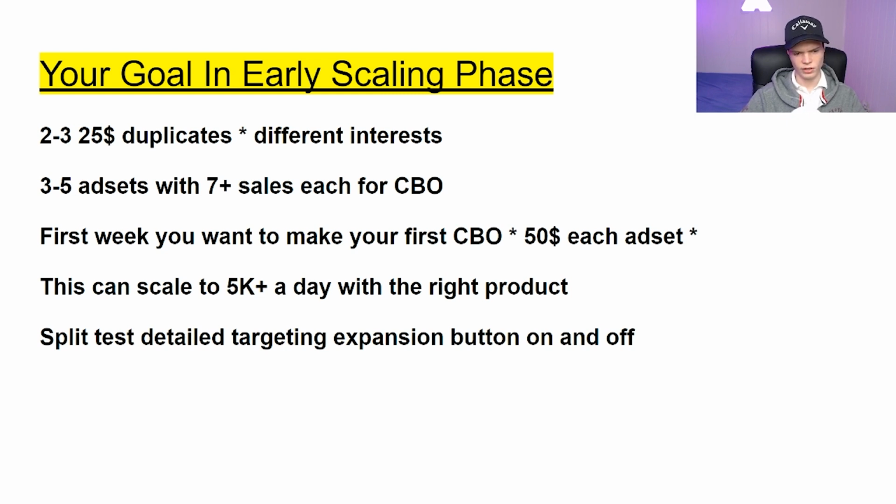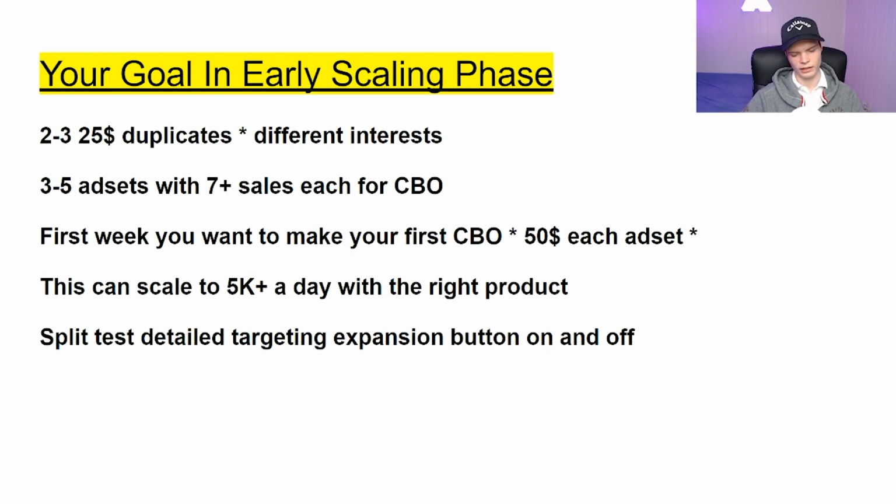So 3 to 5 ad sets with 7 sales each for a CBO is going to be super important. So let's just say you have in between 3 and 5, let's say you have 4 ad sets and they have 7 plus sales each. You can duplicate them into a CBO. So CBOs usually do good. You do like $50 each ad set. So it's 4 ad sets, that's going to be $50 times 4, and that's a $200 CBO running for 30 hours.